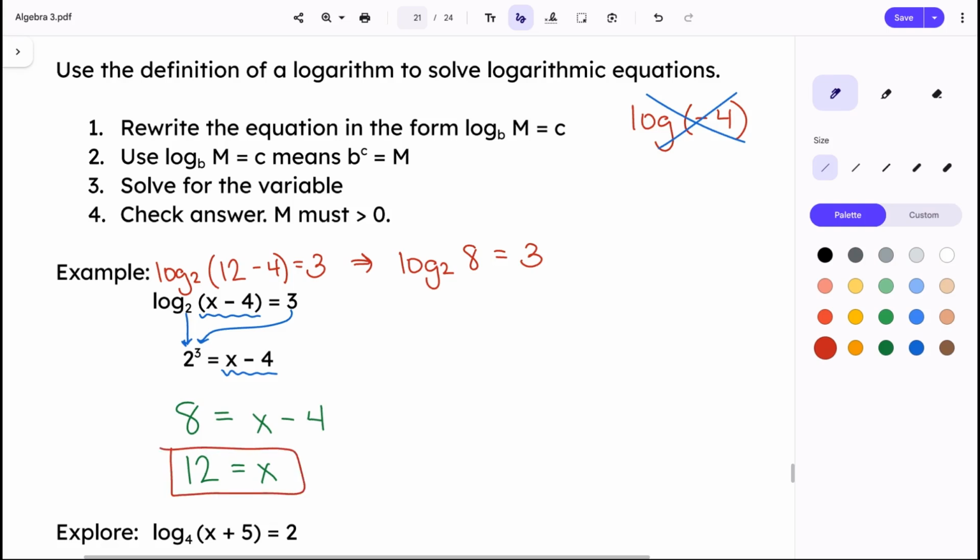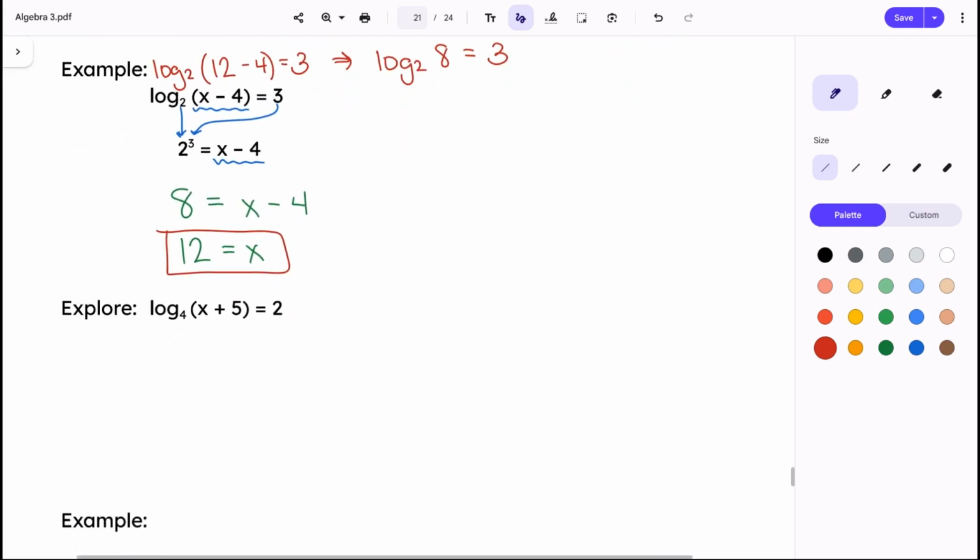If I were to plug it back in and let's say I would have gotten a -8, then that would be an issue and I'd have to throw out this answer because it wouldn't be any good for this problem. Okay, you guys try that second one.